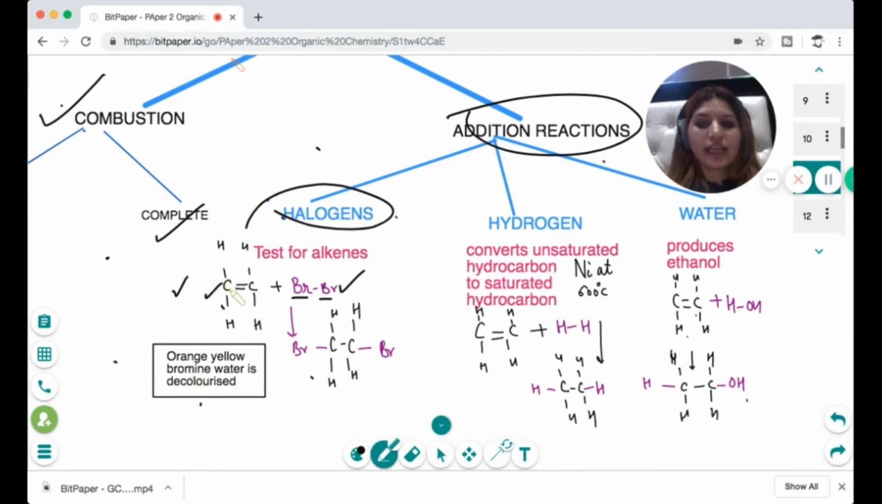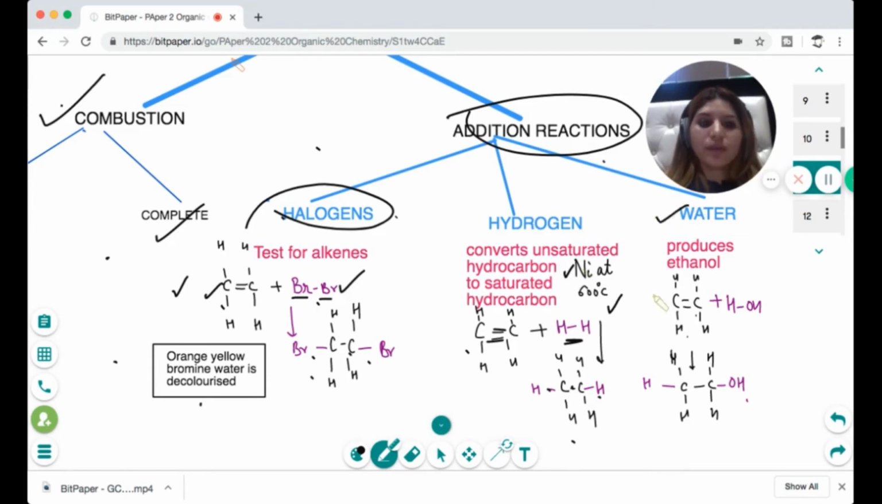So you take alkene and then you react it with bromine, the double bond breaks into the single bond and bromine attaches here. Similarly, when you react it with hydrogen, the double bond breaks into a single bond and each hydrogen attaches to each side. So alkene becomes alkane, and here you use nickel catalyst at 60 degrees.